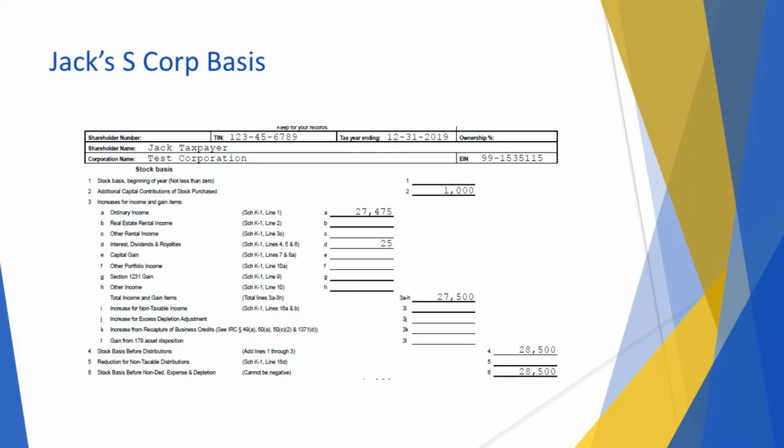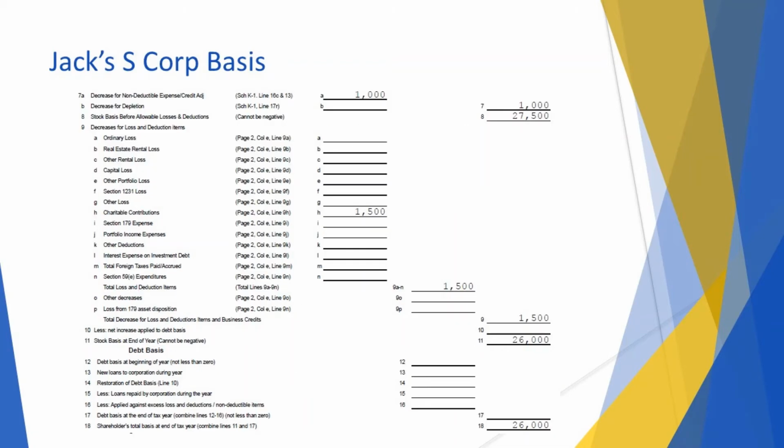Here's a look at Jack's basis statement. Line 2 shows his stock purchase. Line 3A shows his ordinary income. Line 3D shows his interest income. Stock basis before deductions is $28,500. Here's the second half of his basis statement. Line 7A shows the non-deductible meals. Line 9H shows the charitable contributions. Line 11 shows his year-end stock basis of $26,000.